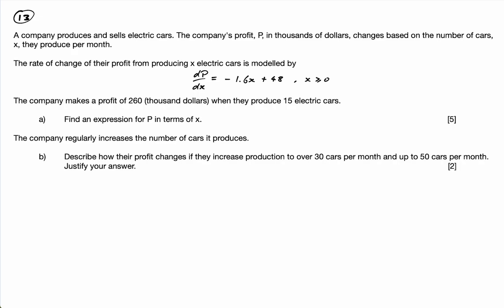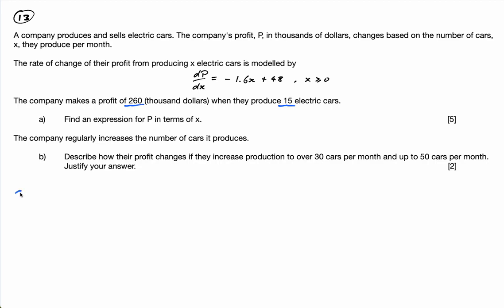Last question. A company produces and sells electric cars. The company's profit P in thousands of dollars changes based on the number of cars X they produce per month. The rate of change of their profit from producing X electric cars is modeled by this. The company makes a profit of $260,000 when they produce 15 electric cars. So guys, this is an initial condition hidden here, which we're going to use in a second. But find an expression for P in terms of X.